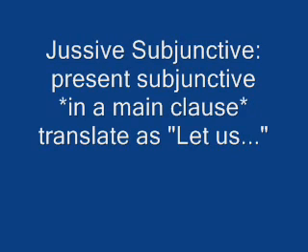The first one is found on page 128, and that is the so-called jussive subjunctive. And it's very simple. It's a present subjunctive, and this is very important, in a main clause, not in a subordinate clause. For instance, it's not a subjunctive after ut. It's just a subjunctive in a main clause. We translate it as "let us."